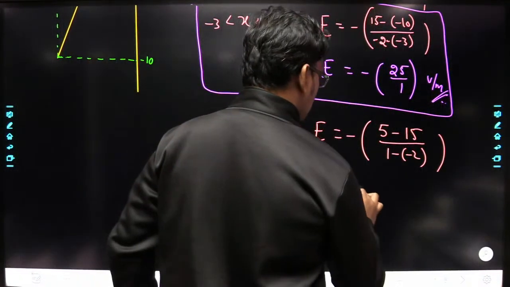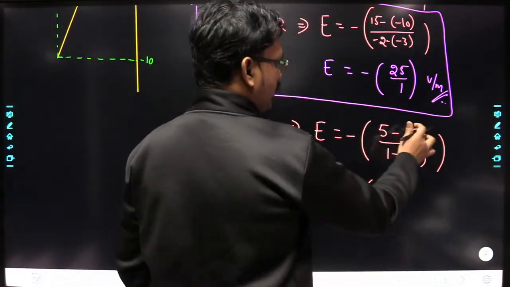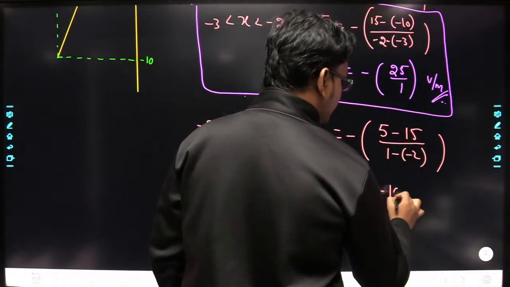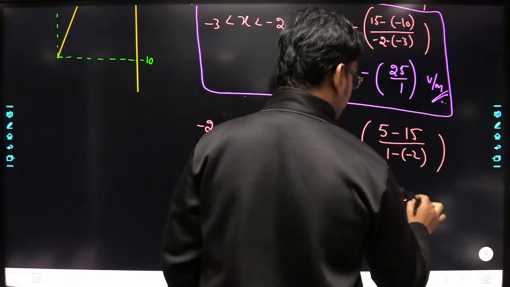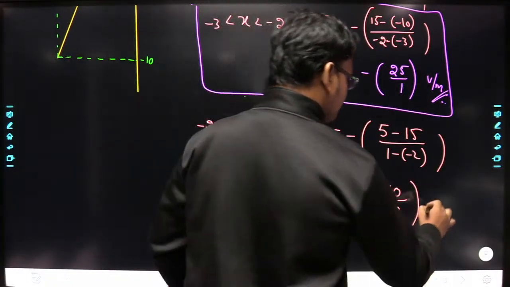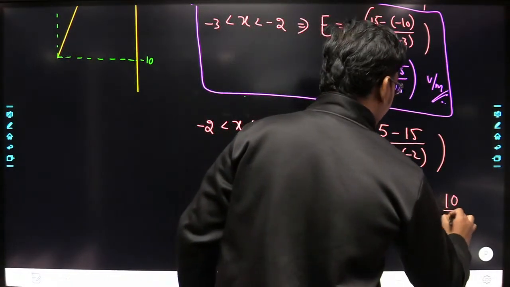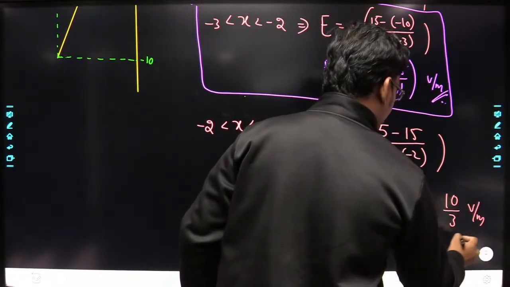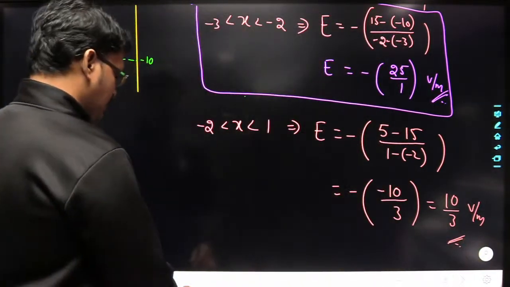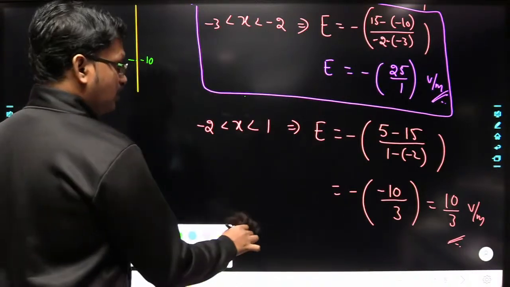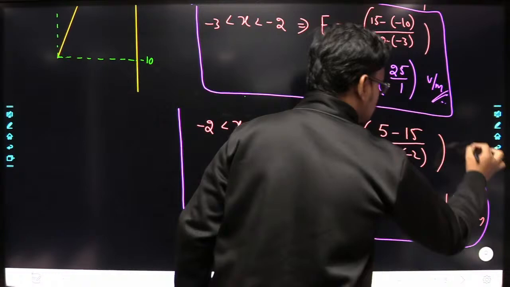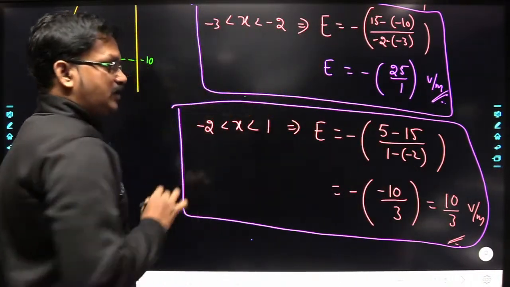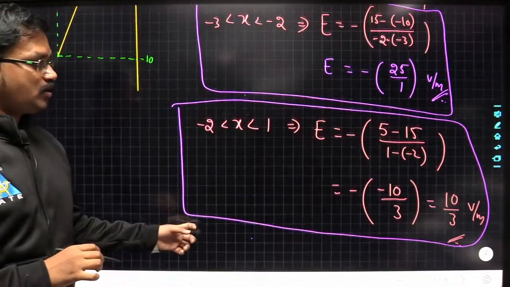E is equal to minus of 5 minus 15, that is minus 10, divided by 3. Minus of minus will become plus, so you will get simply 10 divided by 3 volt per meter. So this is the electric field in the region where x varies from minus 2 to 1. Right? Okay.